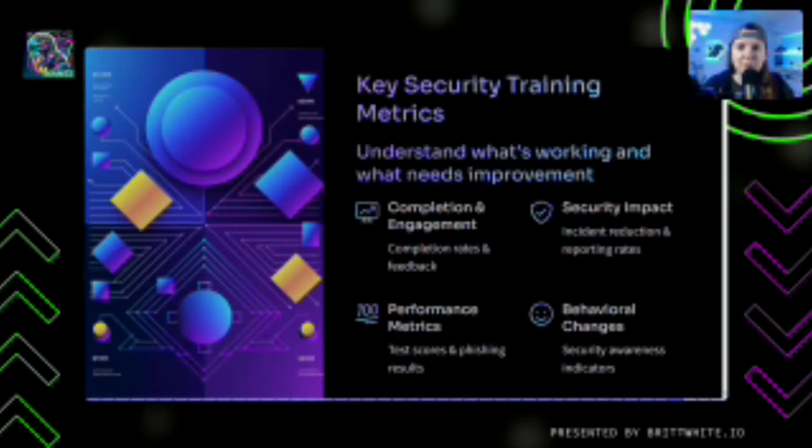And then we have performance metrics. We track how people's scores improve over time, especially in areas like phishing simulation tests. Multiple course attempts might signal that our content needs clarification or redesign. And finally, and maybe most importantly, we look at behavioral changes. We want to see positive security behaviors becoming natural habits, like employees double-checking email addresses or questioning unusual requests.